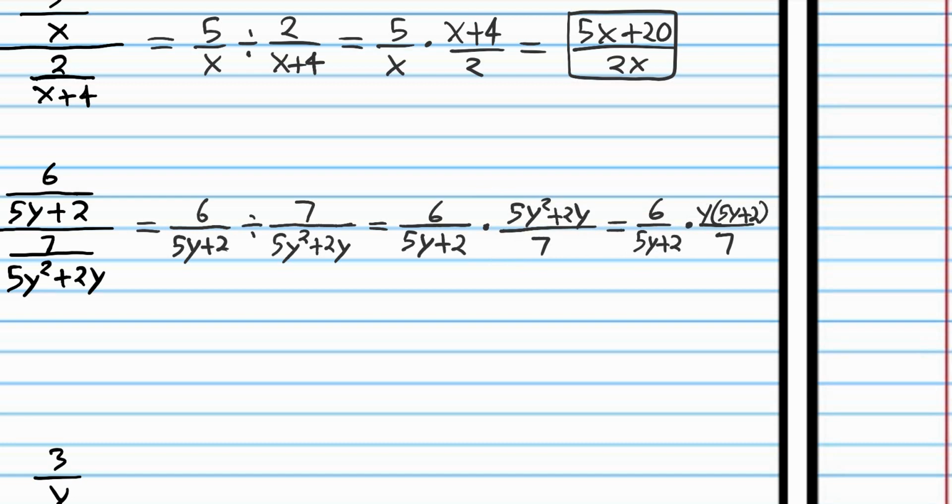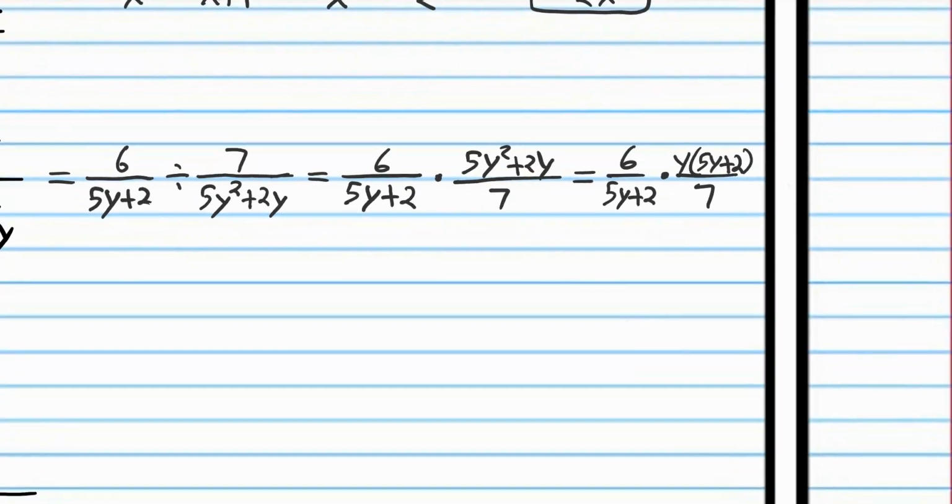5y squared plus 2y. That looks correct. And so now that we factored, you can see we have common factors, so we cancel out. We cancel out the green parts because there's a 5y plus 2 on the top and a 5y plus 2 on the bottom. Whenever you have something on the top and the bottom, it just cancels out. And then we just multiply straight across with the leftover parts.